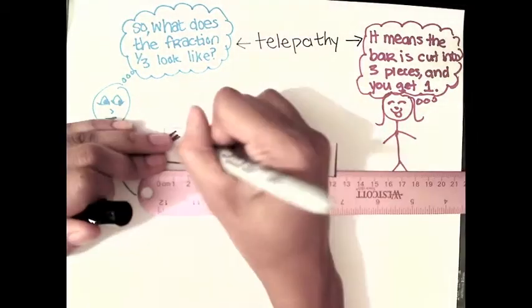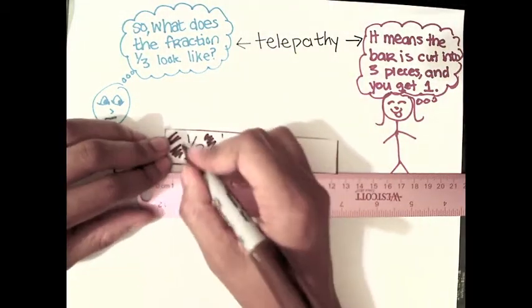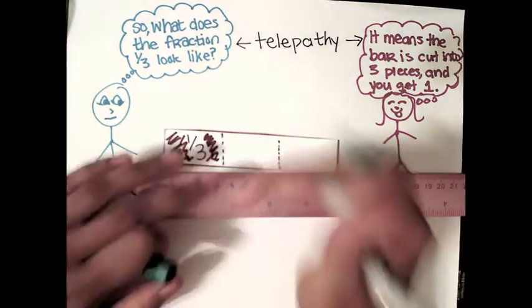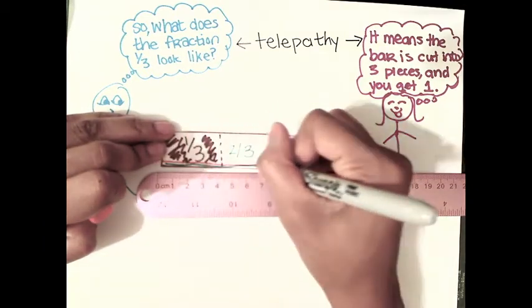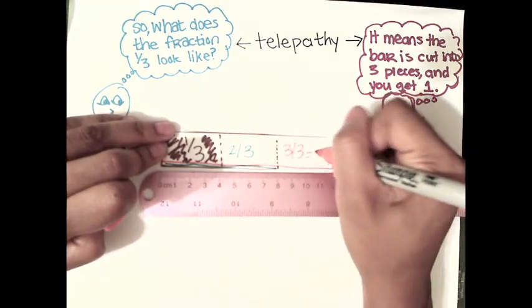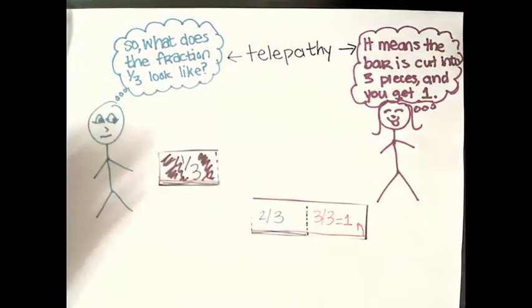So I'm going to cut my chocolate bar into 3 equally sized pieces. One of those pieces would be 1/3. If I keep 2, that'll be 2/3. And if I keep all of the chocolate bar, I would have 3/3, or 1 full chocolate bar.